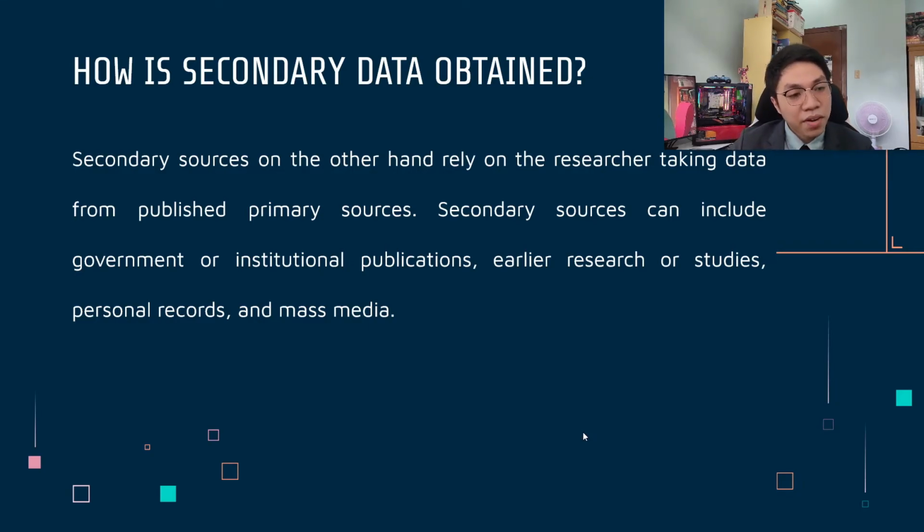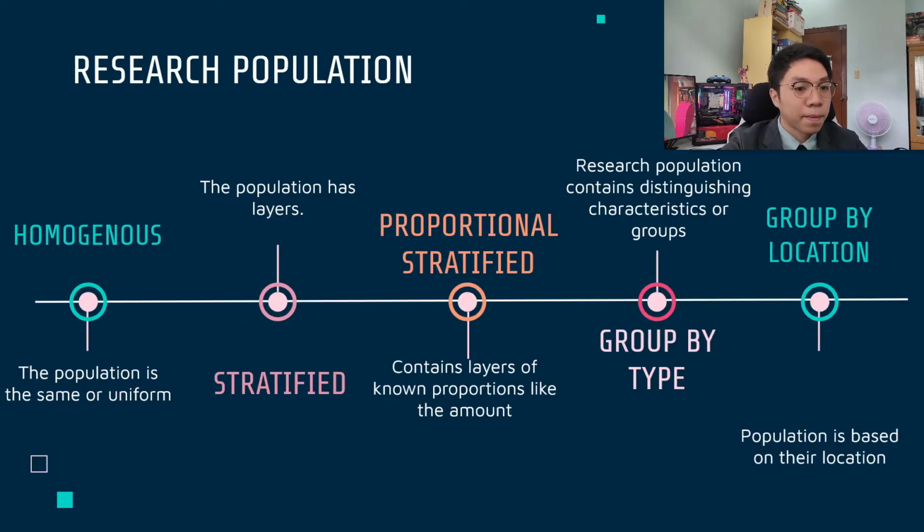So how is secondary data obtained? Secondary sources, on the other hand, rely on the researcher taking data from published primary sources. So secondary sources can include government or institutional publications, earlier research or studies, personal records, and mass media.